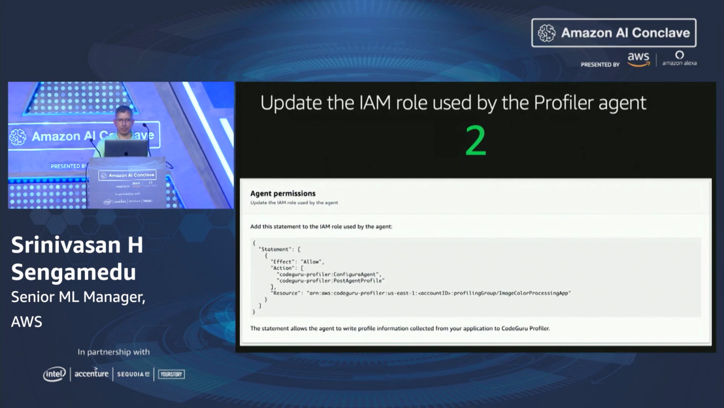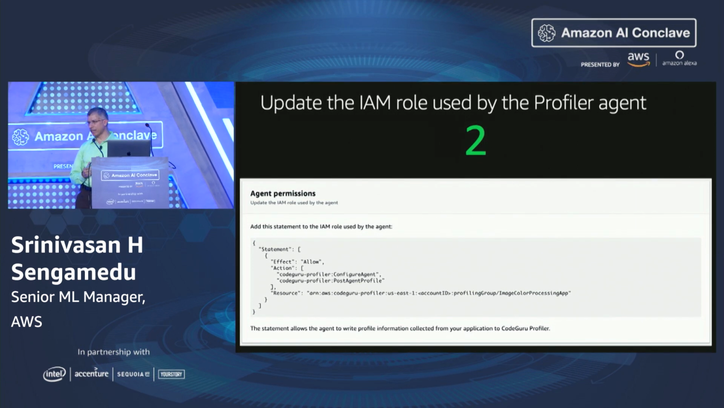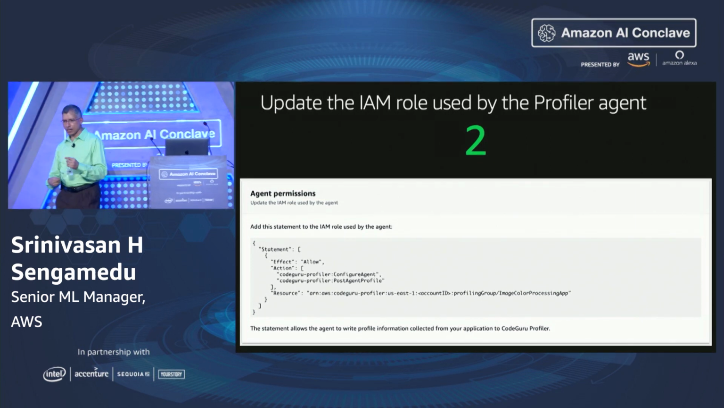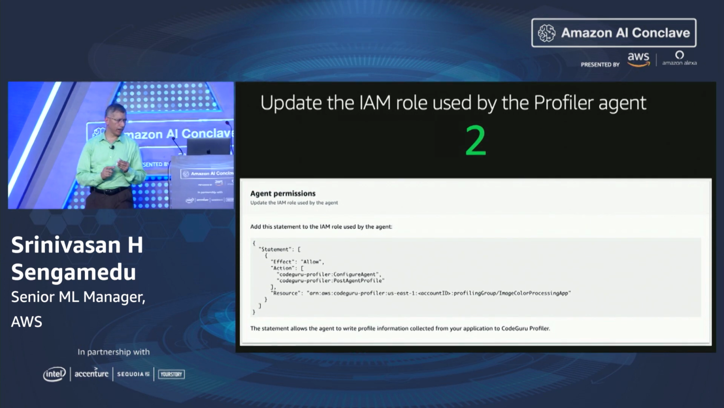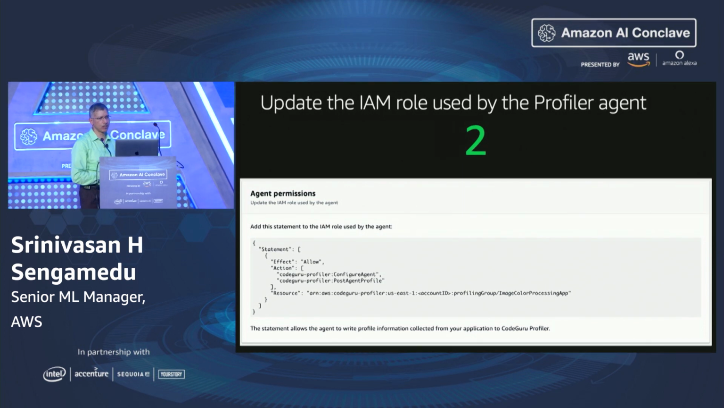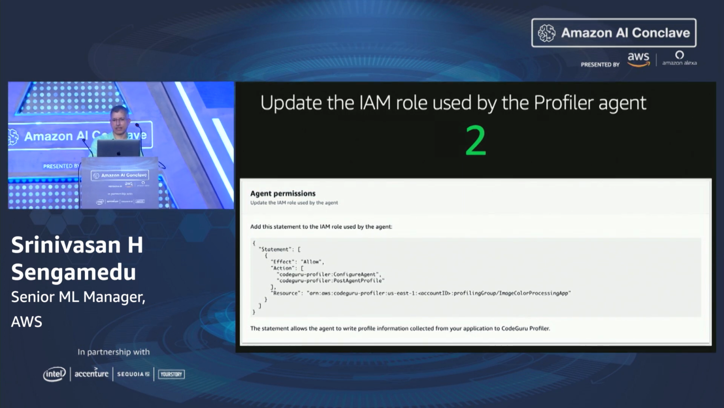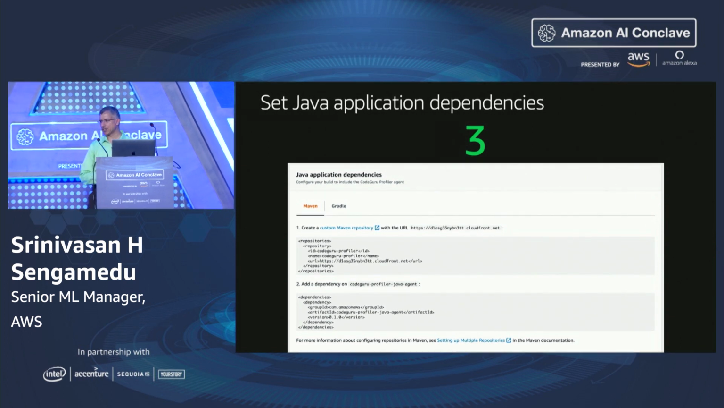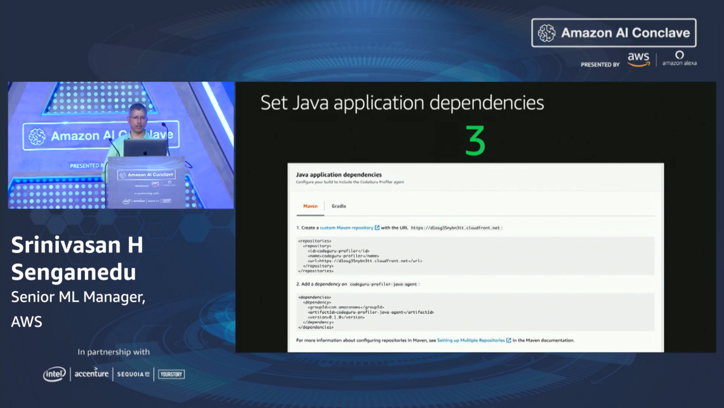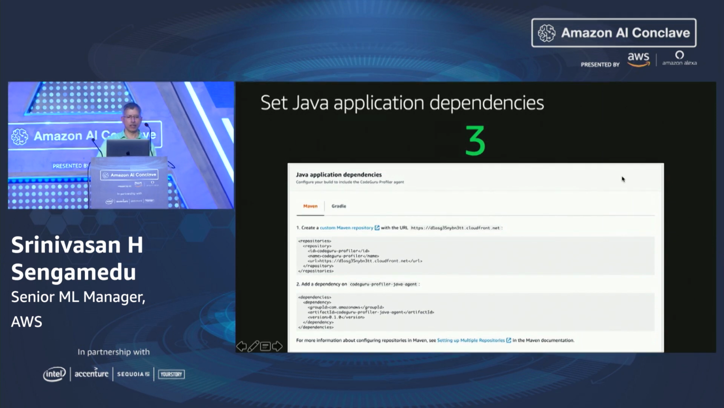And the second step is to update the IAM role used by the profiler agent. There's a profiler agent which collects the runtime stack trace, so you need to provide access permission for the data created by this agent. So that is the second step. And the third step is to set the Java application dependencies so that you can update your build script to leverage the profiler. And we provide sample scripts.